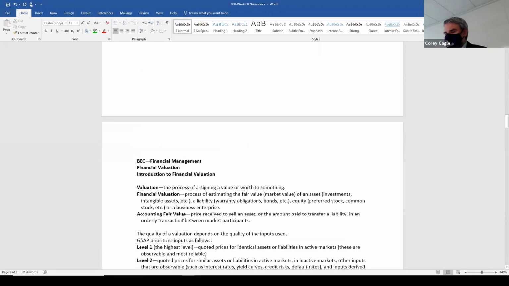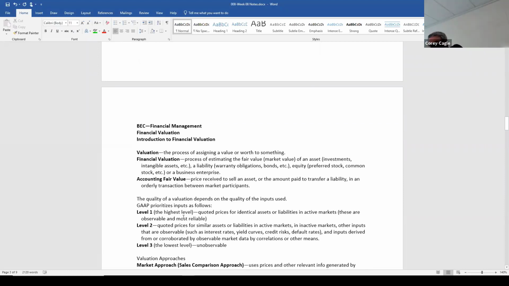Moving on. All right, so now we get into the idea of valuing things. So valuation, a term we hear a lot, and it is exactly what we think it is. It's assigning value to something.